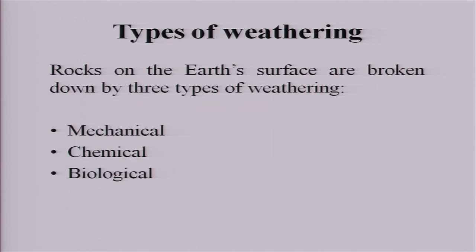Now, there are three kinds of weathering: mechanical, chemical and biological, and we have classified these three types just to understand them, but in nature these three types continuously interact with one another and sometimes we cannot distinguish exactly which type of weathering has occurred and which has been overprinted by another kind of weathering.